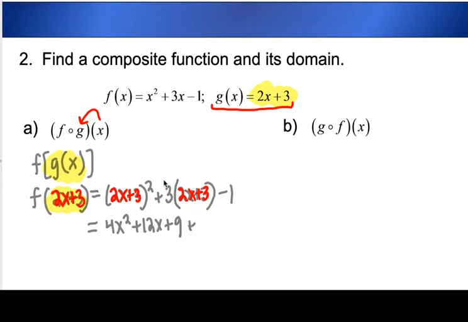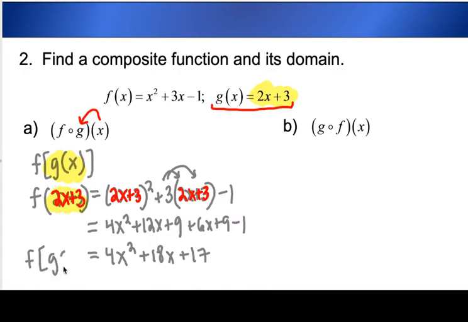Now I'm going to distribute the 3. So I have 6x plus 9 and then minus 1. I'm going to combine like terms, 4x squared plus 18x plus 17. 18 minus 1 is 17. That is f of g of x.